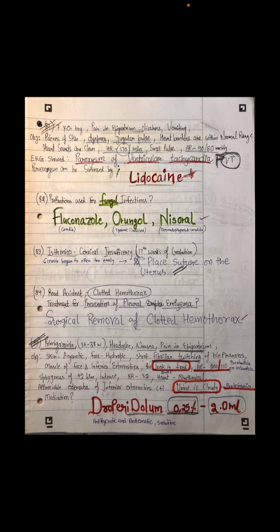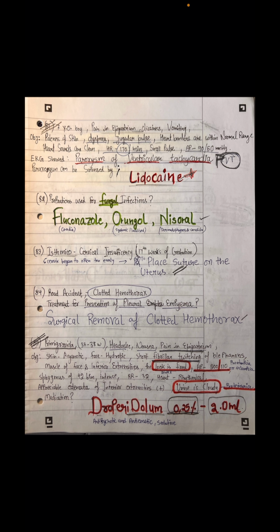The next patient is diagnosed with cervical insufficiency. We have discussed it: place a suture over the uterus. The next patient has a clotted hemothorax. Sir, hemothorax or pneumothorax or anything like that, if there is fluid-filled thing, how will you treat it? Surgical removal of the clotted hemothorax and drain the pleural cavity well.